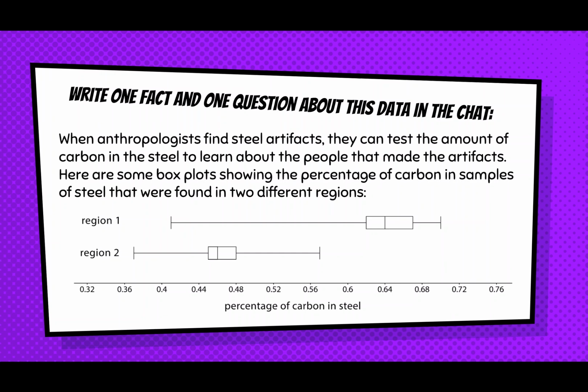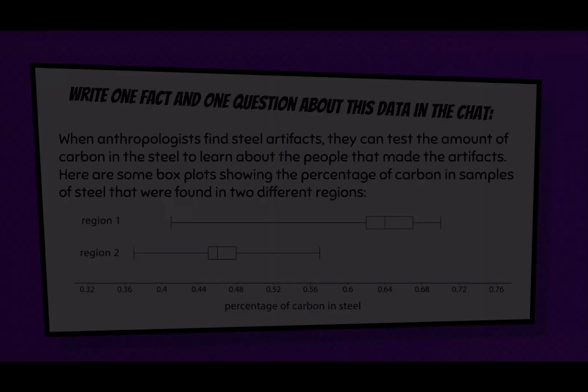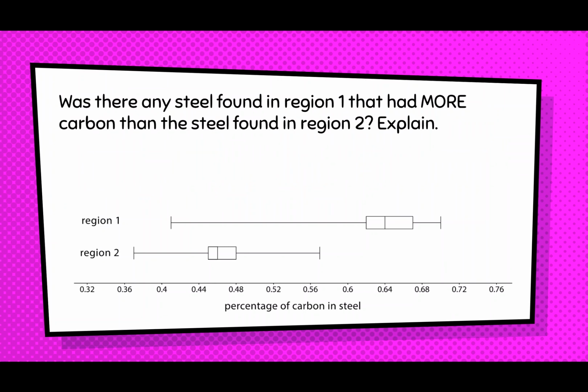Here are some box plots showing the percentage of carbon in samples of steel that were found in 2 different regions. So we can see that the top box plot is showing region 1 and the bottom box plot is showing region 2. So first we're going to answer, was there any steel found in region 1 that had more carbon than the steel found in region 2? Remember that when we're reading a box plot, each little section of it represents a quarter of the data, or 25%. Pause, get your answer to this question, and then listen to mine.